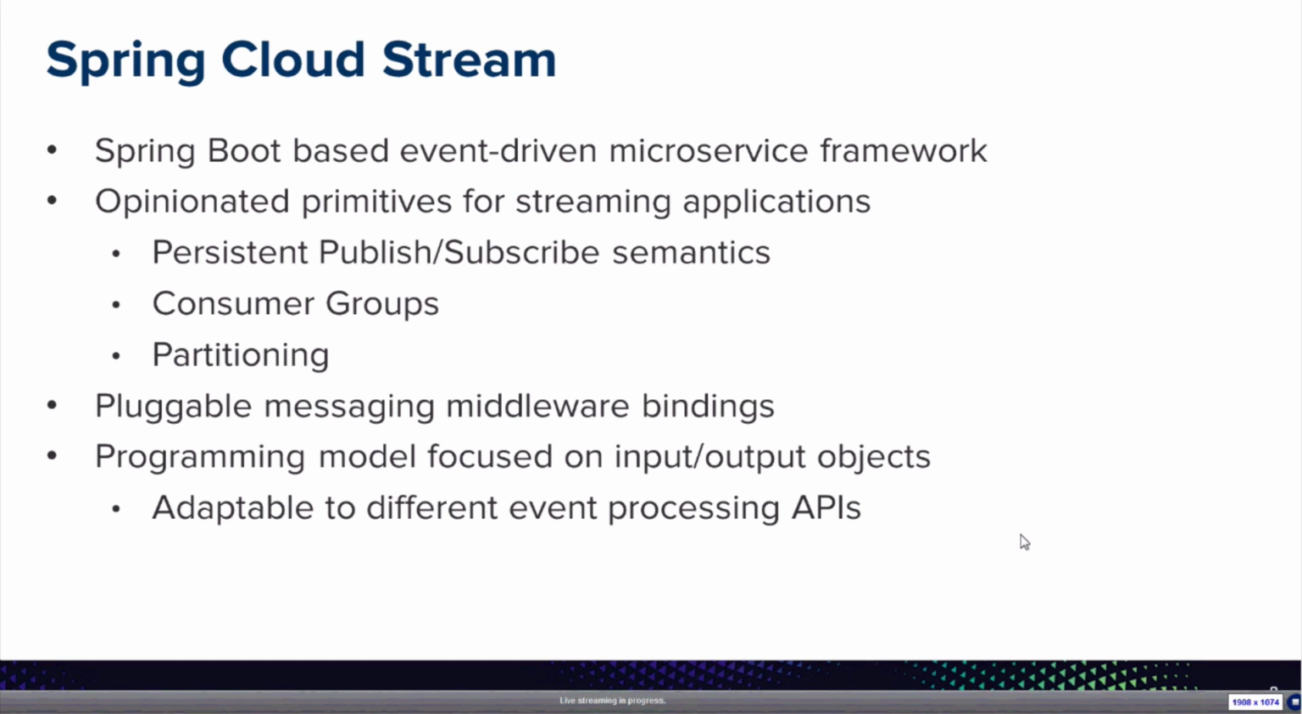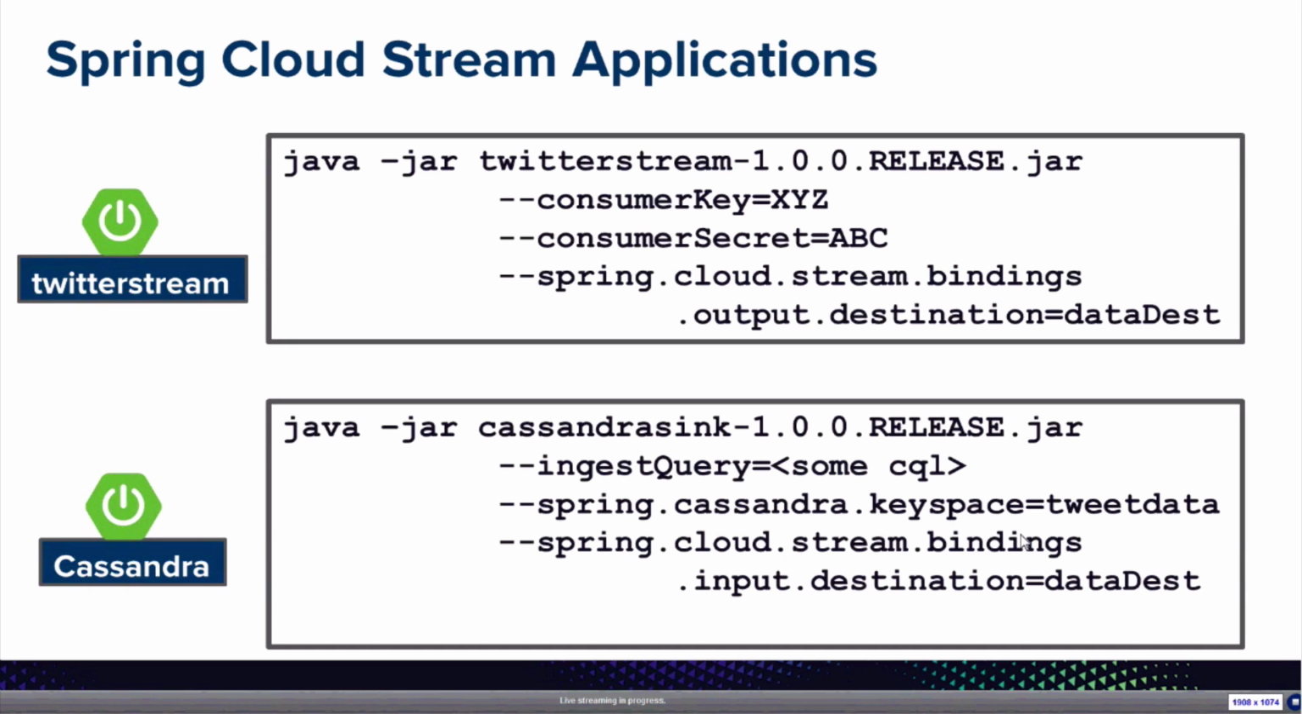Okay, and then on the next slide here, you see an example of, again, as Mark mentioned, these apps that you build with Spring Cloud Stream are self-standing autonomous apps that you can execute using java -jar. Here you see an example of basically building a pipeline that would be Twitter to Cassandra, but doing that by running them as individual applications, java -jar.